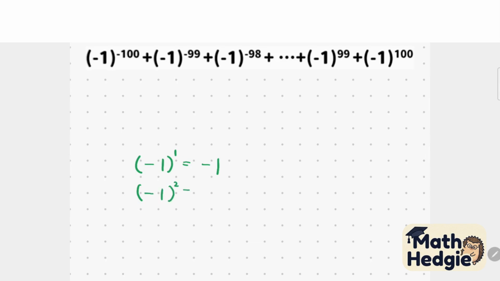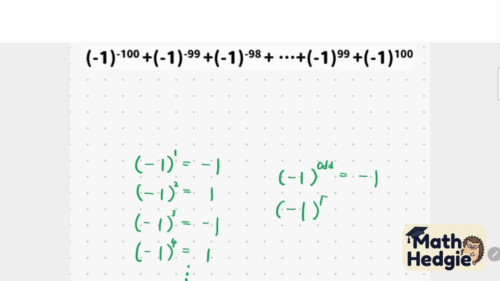Let's start with the basics. What happens when we raise negative 1 to a power? If the power is odd, negative 1 stays negative. If the power is even, negative 1 becomes positive. So negative 1 to any power is always either 1 or negative 1. It just depends on whether the exponent is odd or even.